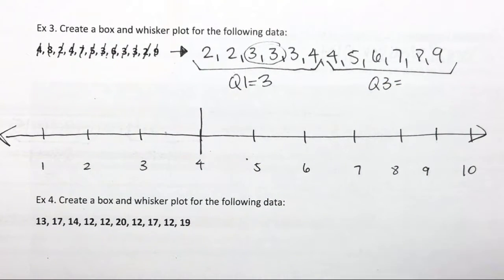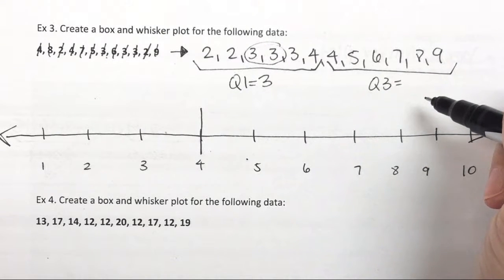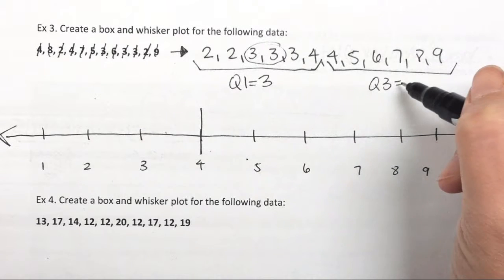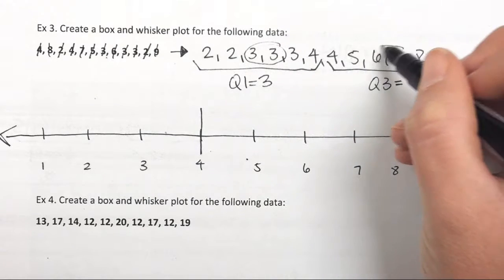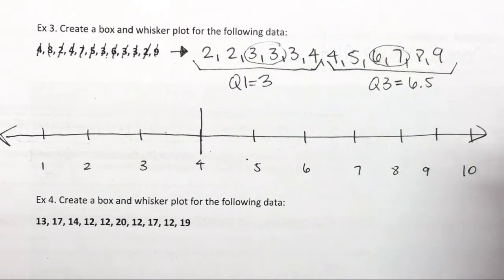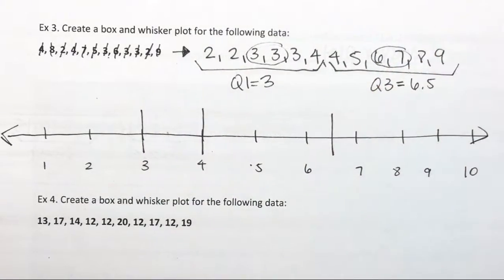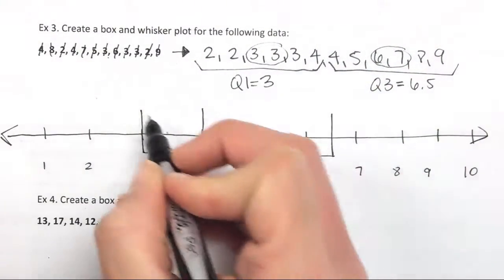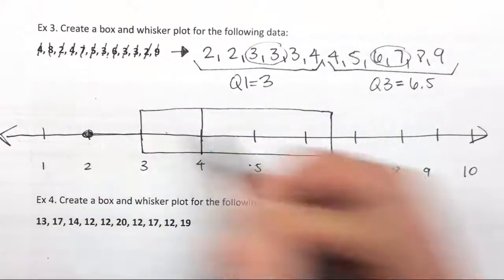And Cyrus, what about our Q3? What's that going to be? Yep, because these were in the middle. Somebody help them out? 6.5. Good. So we need to draw a line on our Q1, our lower quartile at 3, and our upper quartile at 6.5. And then we can draw our box. And our whiskers go from what? 2 to 9. Good.